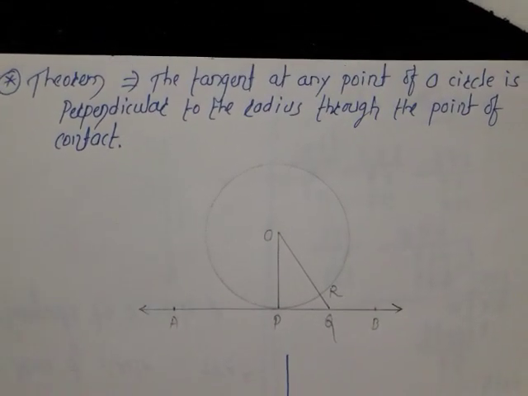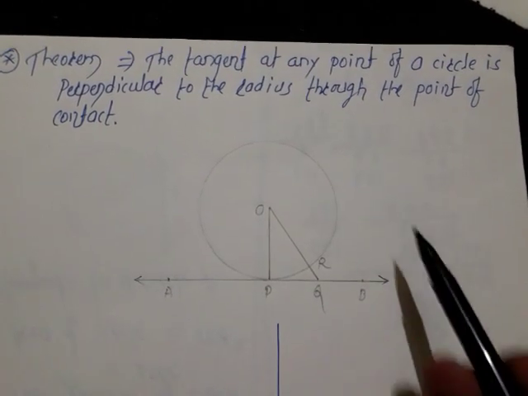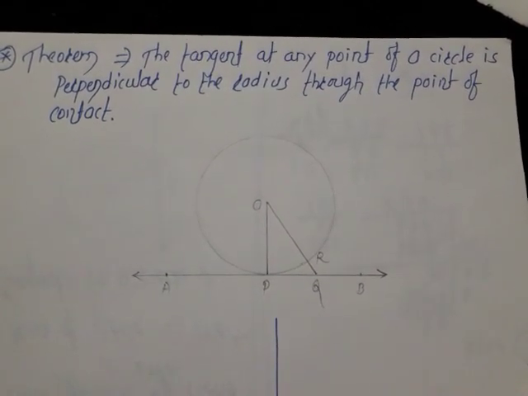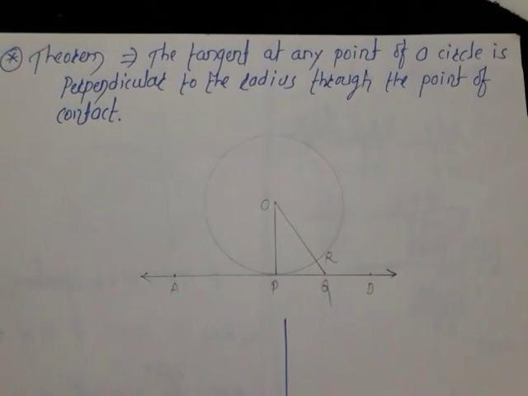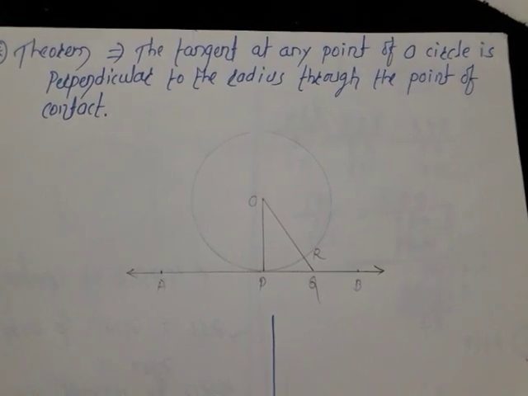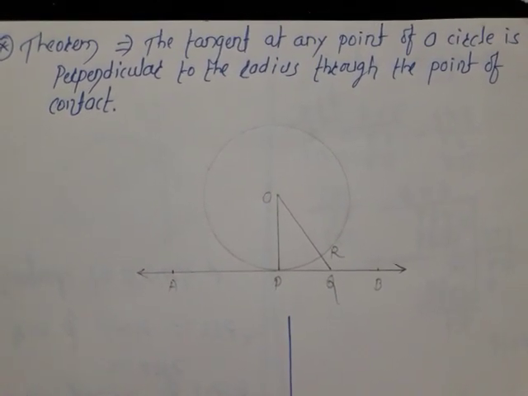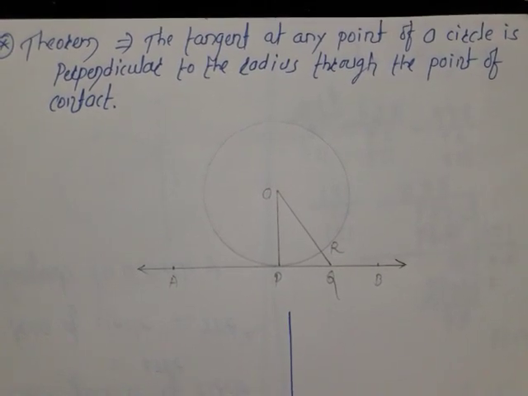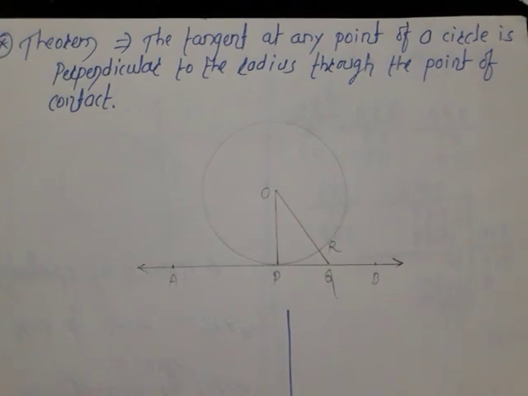If you see carefully then you will come to know that here I have drawn the figure also. This figure I will explain with the help of a rough figure, but for notes purpose you have to draw this figure only. Look at the statement of the theorem: the tangent at any point of a circle is perpendicular to the radius through the point of contact.